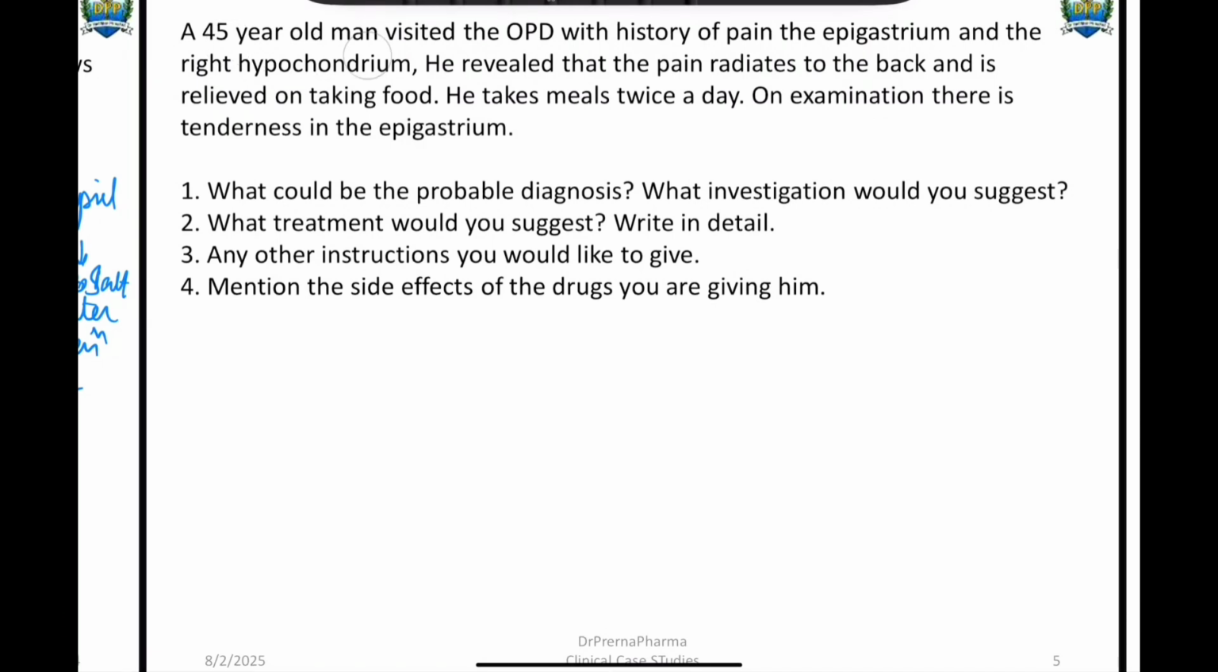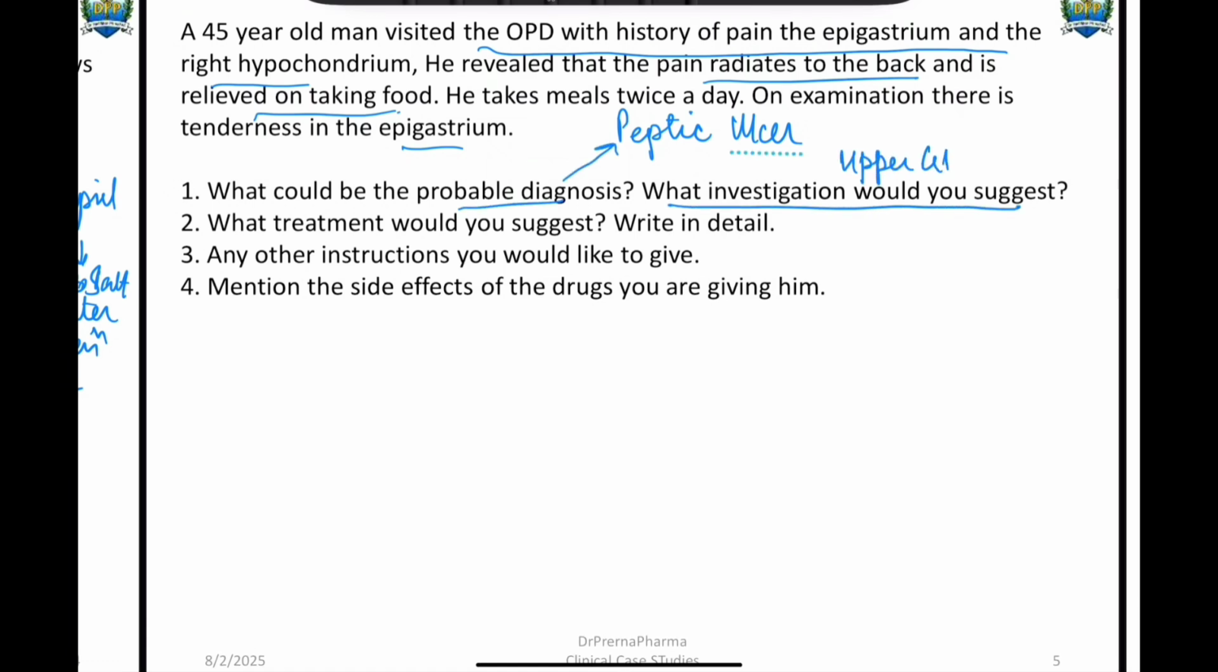Next question. A 45-year-old man visited the OPD with history of pain in epigastrium, right hypochondrium. The pain radiates to the back and is relieved on taking food. He takes meals twice a day. On examination, there is tenderness in the epigastrium. So this case is suggestive of peptic ulcer, right? Now what could be the probable diagnosis? So diagnosis is peptic ulcer. What investigation will you suggest? Now the investigation we can suggest is upper GI endoscopy, right? That is what we can suggest to the students.